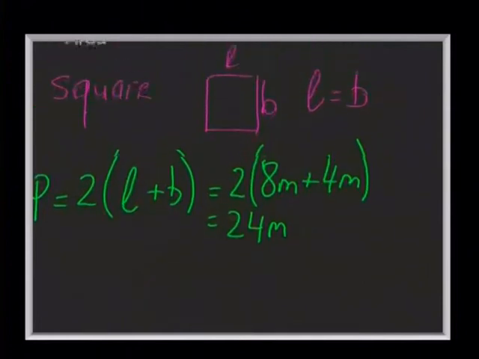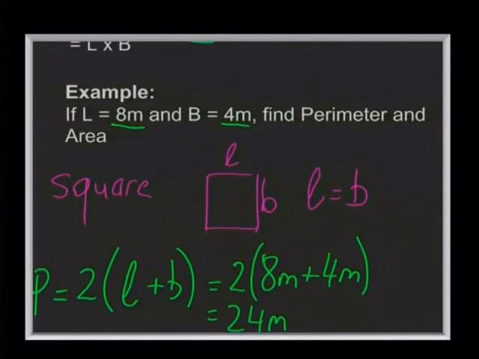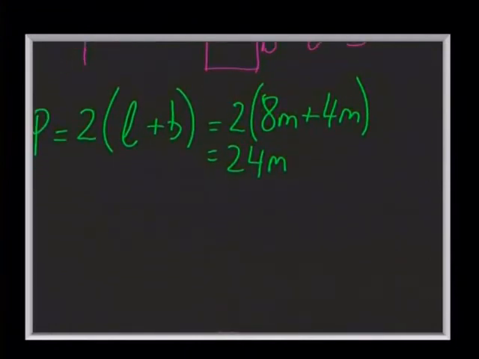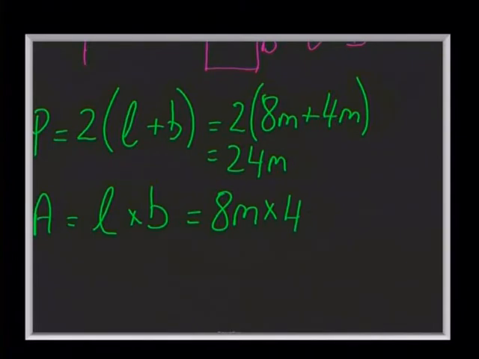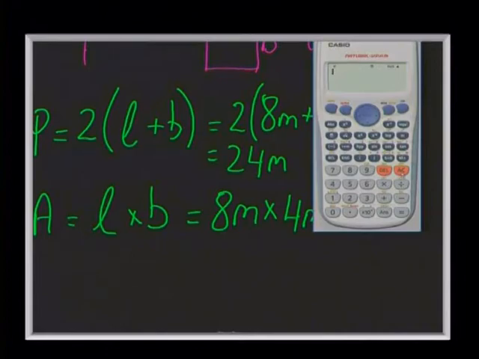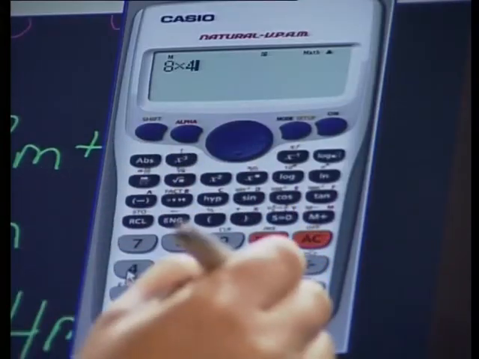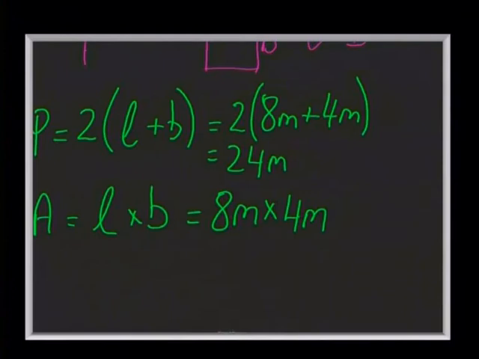Using the same calculations that we had earlier, with the length being 8 meters and the breadth being 4 meters, I'm going to write my area is now length times breadth. Substitute in my values. The length was 8 meters and my breadth was 4 meters. Do we need a calculator for that? Well, just in case, let's use it. 8 times 4 is 32. So 32 is my answer.